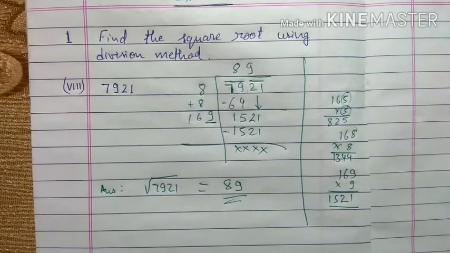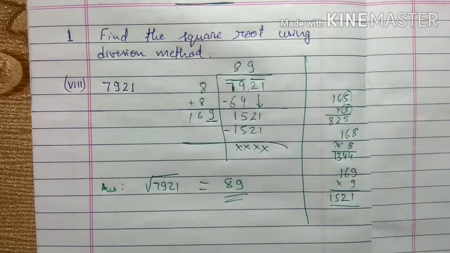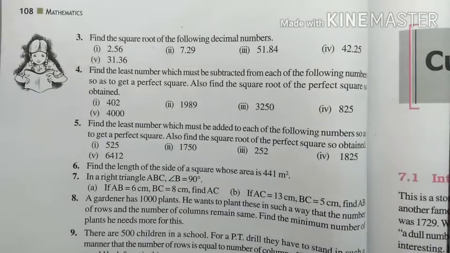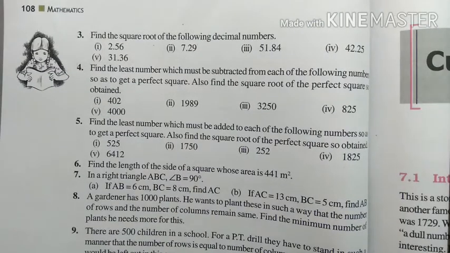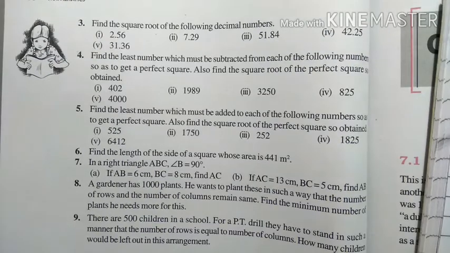So this is the way question number 2 that we have discussed is done. Now come to question number 3. This is question number 3. So we will find the square root of a decimal number by following the same steps with a little bit of change. So I am going to explain the second and third parts of question number 3.